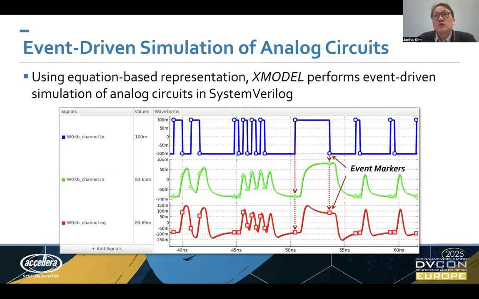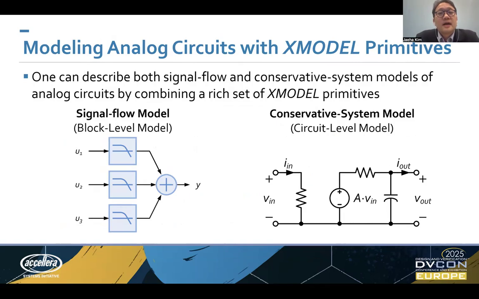And by updating this equation only when there is a corresponding change in the input equation, we keep the simulation very fast without losing the accuracy. Okay. And another advantage of X model is that modeling analog circuits within SystemVerilog is very easy.